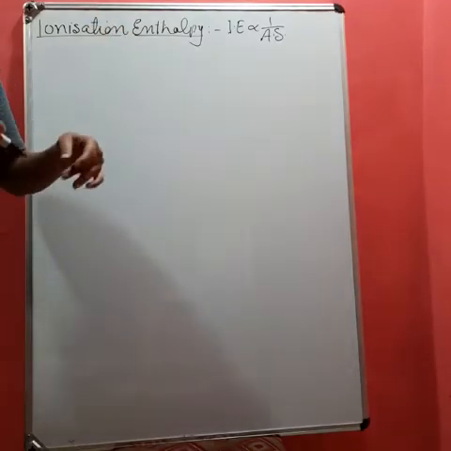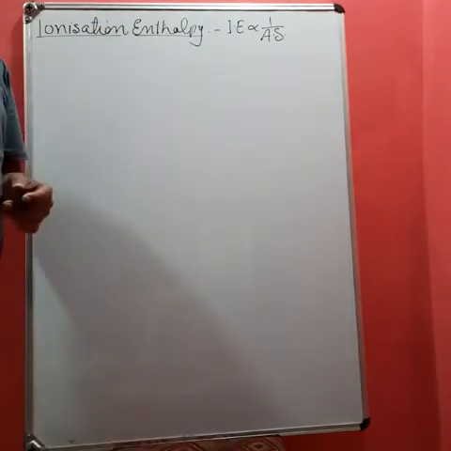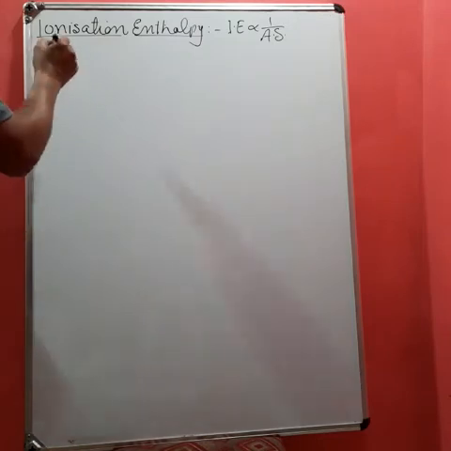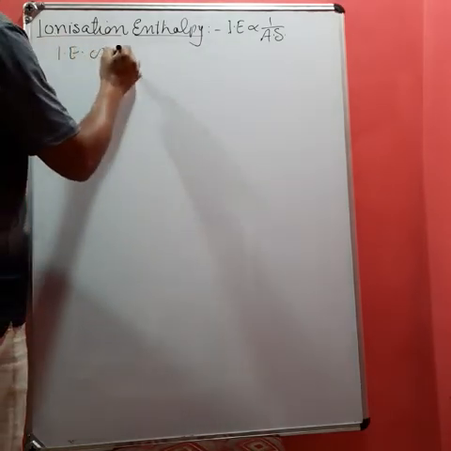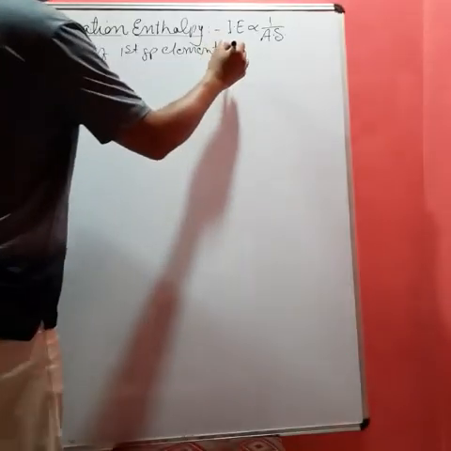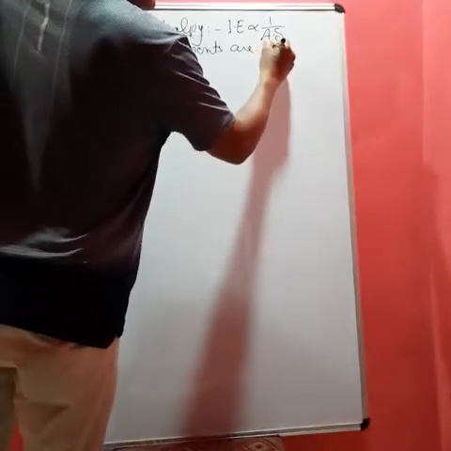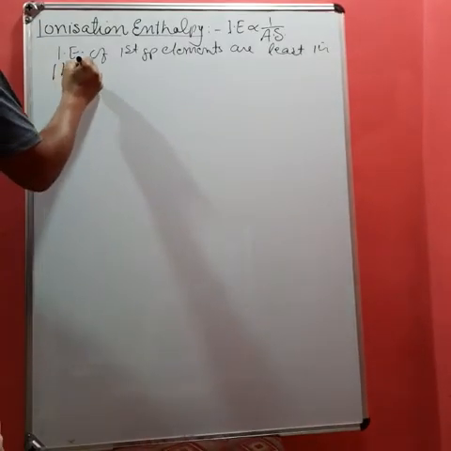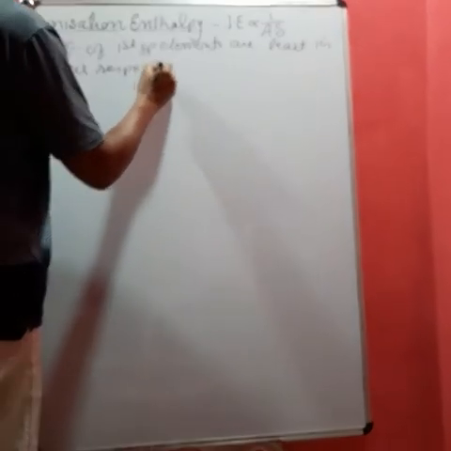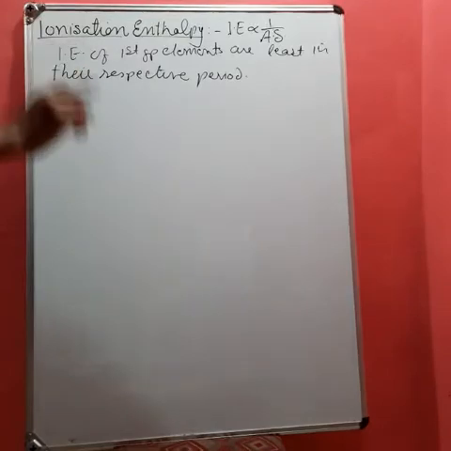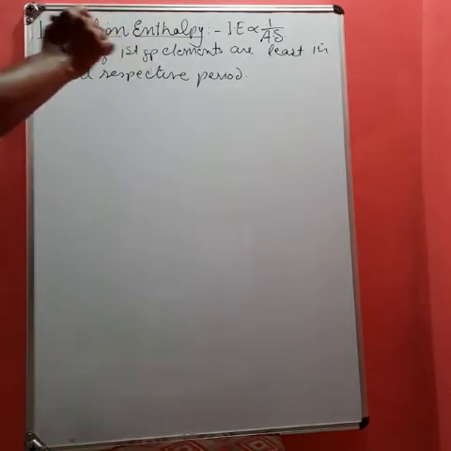Student, you know that in case of alkali metals, their size is biggest in their respective period. That means what? The ionization enthalpy will be lowest. So we can say here ionization enthalpy of first group elements are what? Least in their respective period. Okay, now why? It is because their atomic size is largest in their respective period.